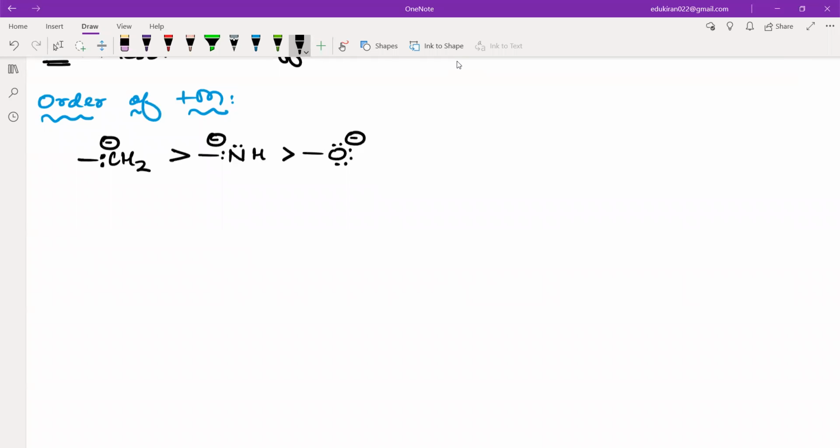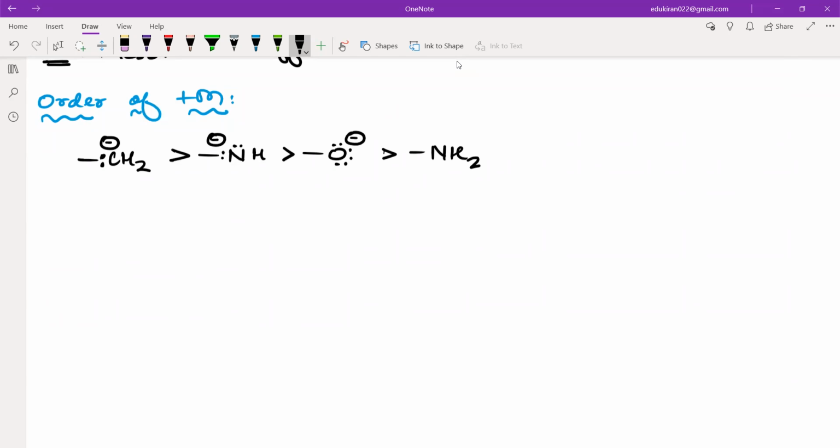So this will be followed by NH2. Now, as you can see, we have written oxygen here, which has less tendency to give electrons than nitrogen. But why is it giving more electrons? Because it is O negative. So a charged species wants to decrease its charge. So even though it is oxygen, it has to give electrons to lower its charge.